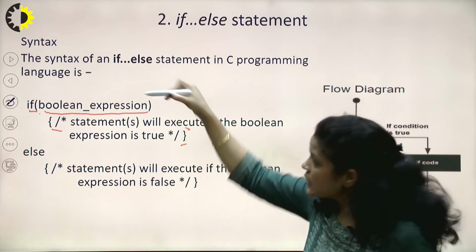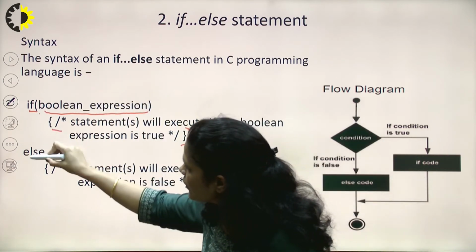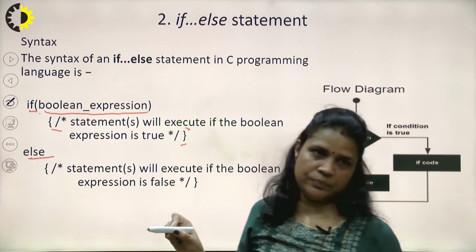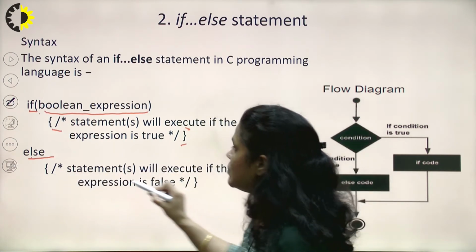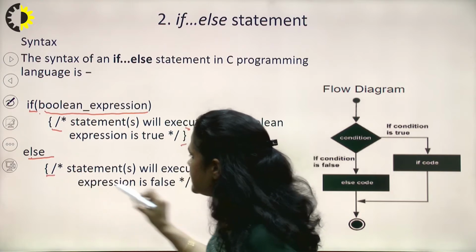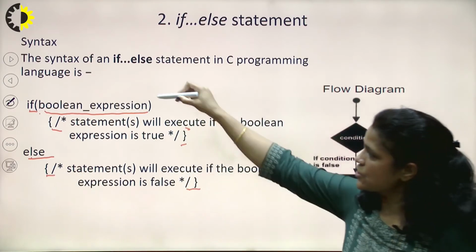If this condition is false, then what will happen? Compiler's control will come at the else part, and the statement associated with this else part will be executed. The statements written inside these curly braces will be executed when this condition is false.